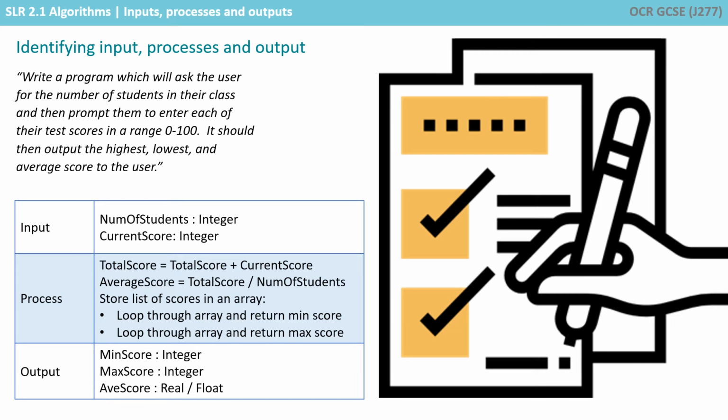We probably need to store lists of scores in an array or a list. And we're going to need to loop through them or use some other function available in our programming language to return the min and the max scores. And of course, having processed all this information, the program's been required to output. So we need to output min score, output max score, and also output the average score.